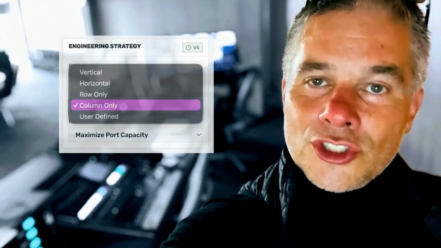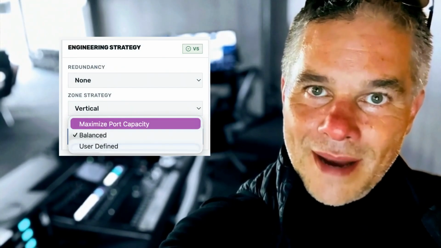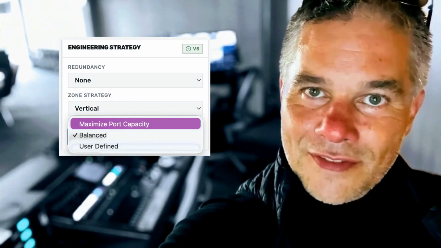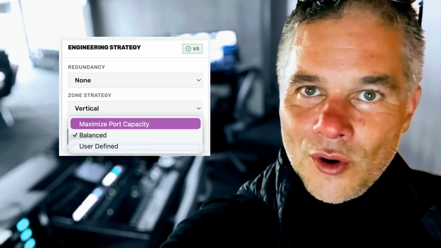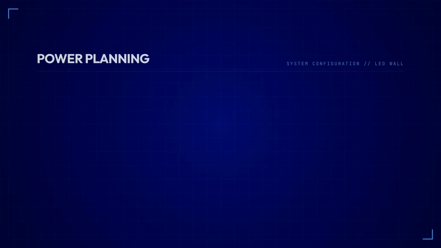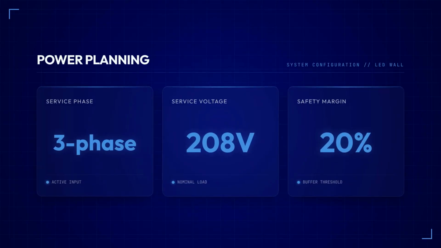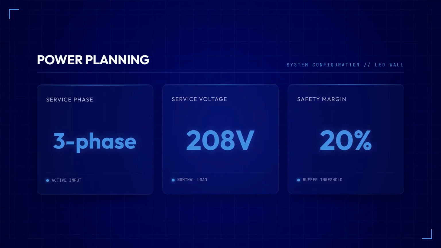Next, choose your zone strategy, which is the set of cabinets assigned to a port, and then port strategy, which determines path. I recommend trying different port strategies, and if you're really adventurous, try drawing your own zone strategy by choosing user-defined. In power planning, select your service phase and voltage. Confirm the maximum connected load and your safety margin before proceeding.